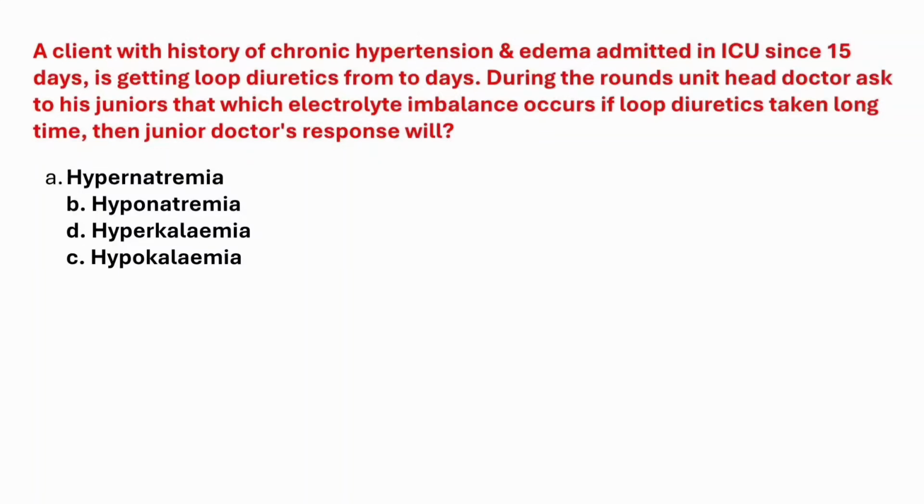A client with history of chronic hypertension and edema, admitted in ICU for 15 days, has been getting a loop diuretic for 2 days. During the rounds, the unit head doctor asks his junior which electrolyte imbalance occurs if a loop diuretic is taken for a long time. Then the junior doctor's response will be A. Hypernatremia, B. Hyponatremia, D. Hyperkalemia, C. Hypokalemia. The correct answer is B. Hyponatremia.